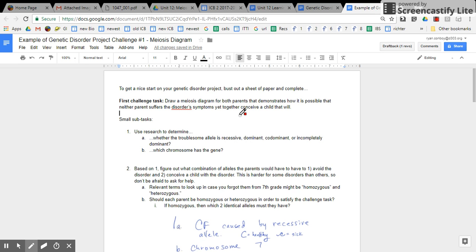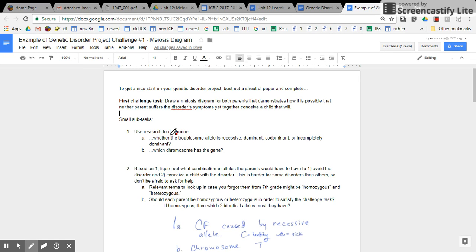Just in case you need it, I want to give you an example of how to complete and think through your first challenge task for your genetic disorder project. So, hopefully, you have the task itself in front of you. It looks like this prompt right here, and hopefully, another piece of paper as well. I suppose you're looking through your Chromebook or your phone, so you're ready to do some research if you haven't yet.